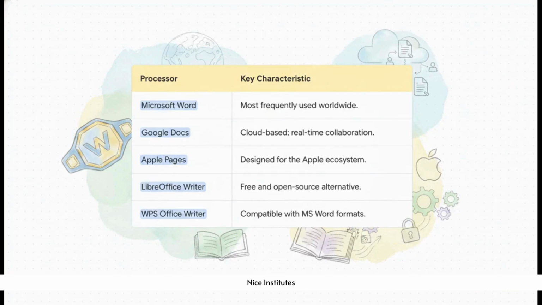Okay, first up, you've got the heavyweight champion, Microsoft Word. I mean, it's pretty much the standard used all over the world. But then Google Docs came along and completely changed the game with its awesome real-time collaboration, all in the cloud. If you're in the Apple world, you've got the super clean, sleek Apple Pages. And hey, let's not forget the free and open source options like LibreOffice Writer, which is incredibly powerful. And there's also WPS Office Writer, which is a big player and known for being really compatible with Word files.